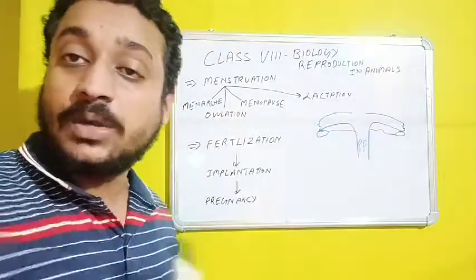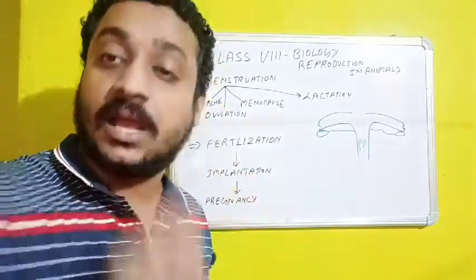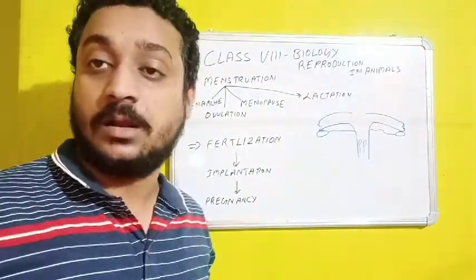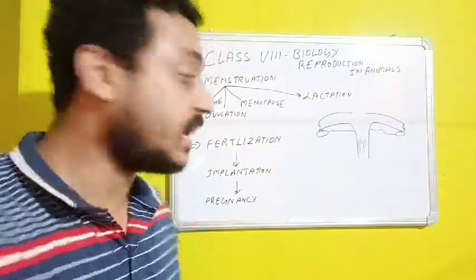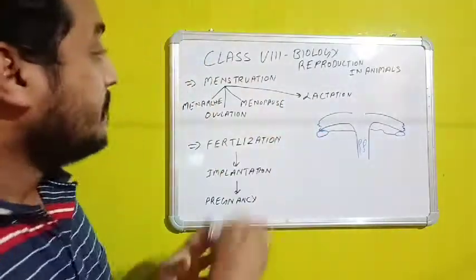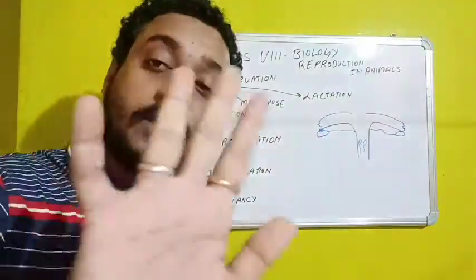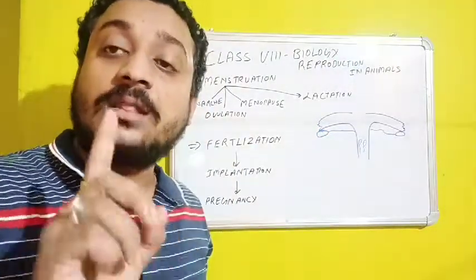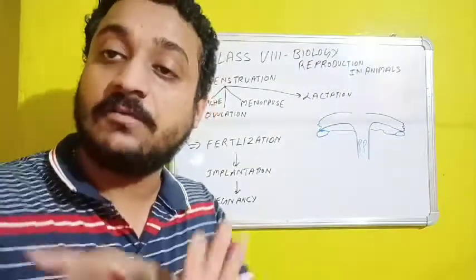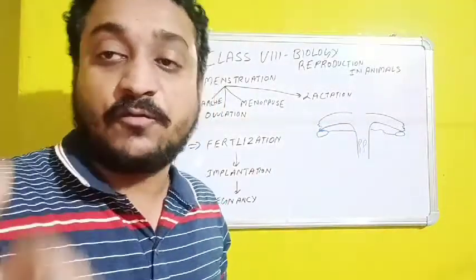Then ovulation. What is ovulation? Ovulation means when the ovary releases the egg, which happens at the 14th day of the menstrual cycle. Menopause means the permanent stoppage of the menstrual cycle, which occurs at the age of 45 to 50. There will be no further menstrual cycle after the age of 45 to 50.